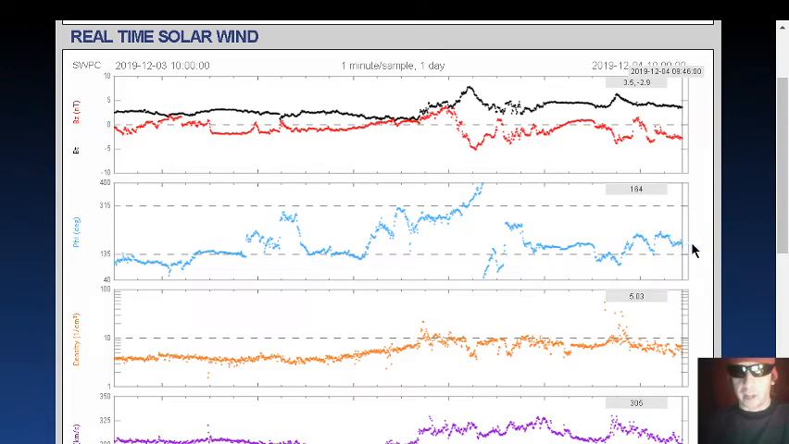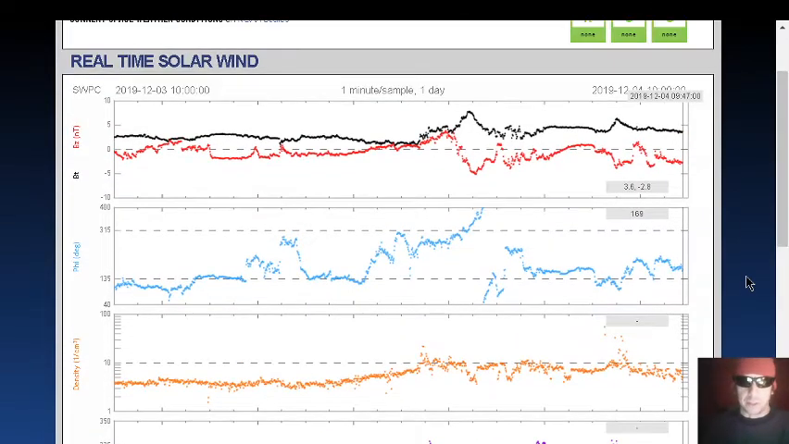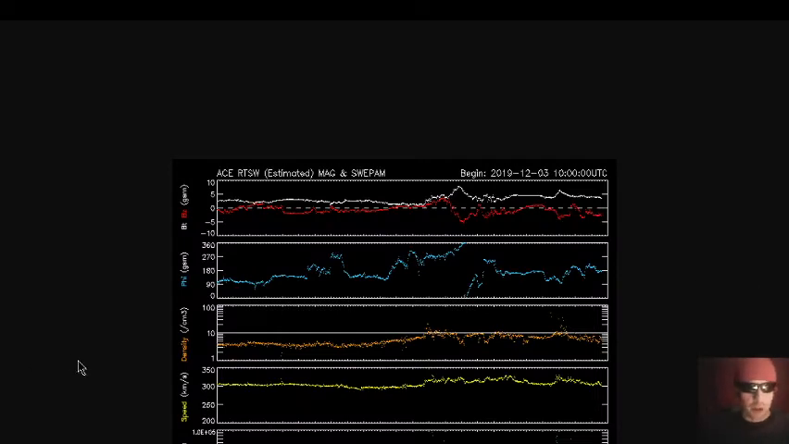Anyway, the current phi angle is at 164. It could be establishing a connection with the coronal hole right now. Solar wind density very low. Not quite as low as it was yesterday, I think, at 5 protons per cubic centimeter. Solar wind speed around 300, so solar minimum conditions in effect, folks. Here's the data from ACE.